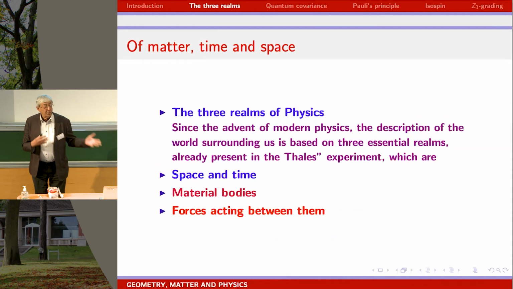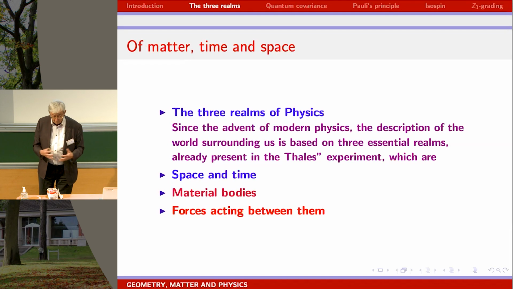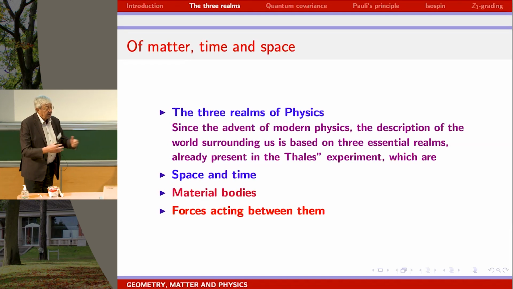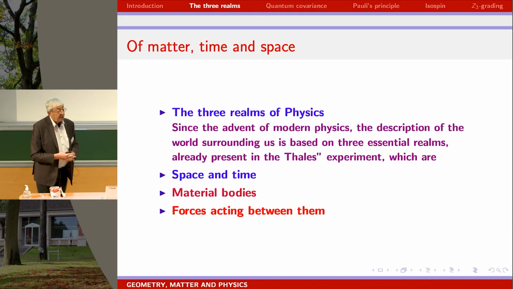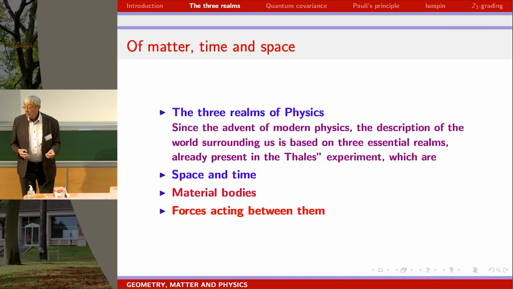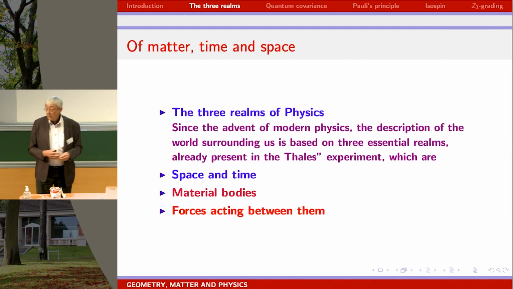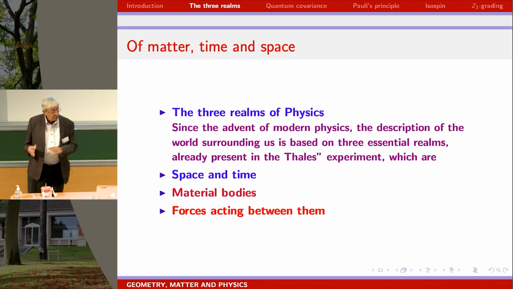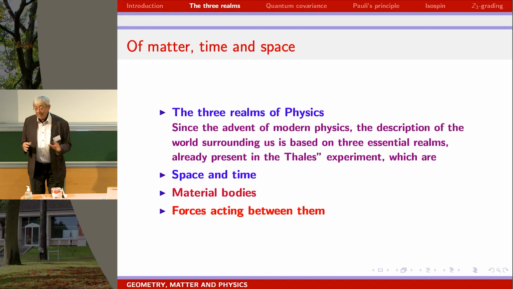So what this Thales experiment was telling us is that there is an interdependence of these three geometries which come from three different realms of physics. One is space and time, because here we play with straight lines and we define space and time, we define geometry with these straight lines and angles. Another are material bodies, and finally there are forces.